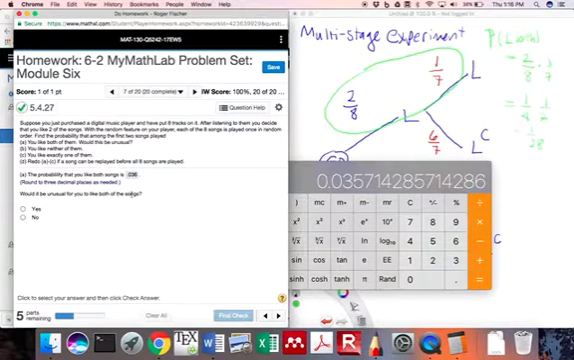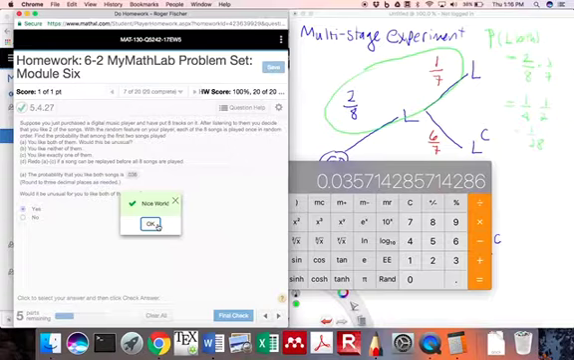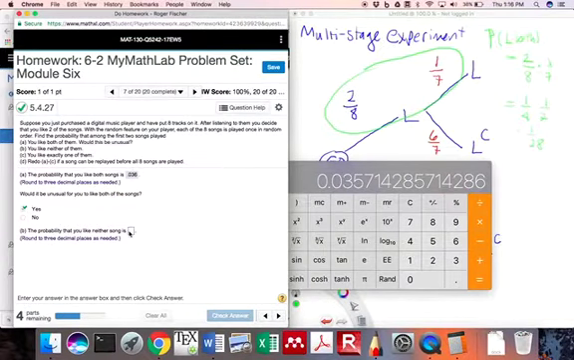Would it be unusual for you to like both the songs? The convention our text uses is that an unusual event happens less than 5 times out of 100, or 5%. So since this is less than 5%, we'll say yes. That's very arbitrary, but that's the convention our book uses.